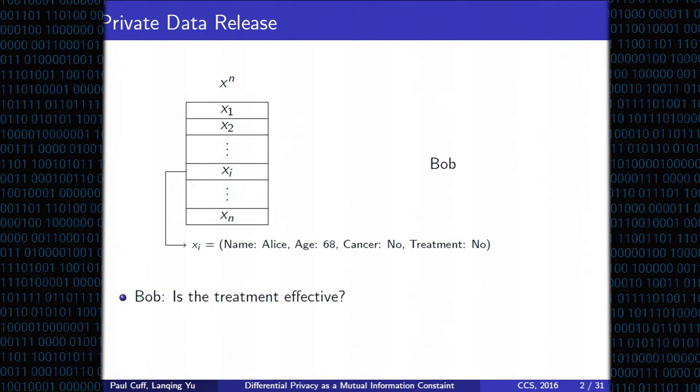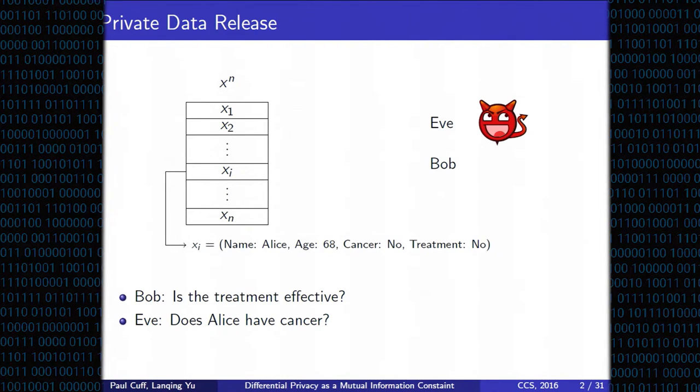So there are many people who are interested in this database. For instance, we have Bob, who is a trustworthy data analyst, and he wants to know something like, is the treatment effective? And of course, we need an adversary. So let's suppose the adversary is Eve, and she wants to know something more vicious. So maybe she tries to figure out whether Alice has cancer or not. Maybe Alice is a presidential candidate, and Eve wants to attack Alice based on her health condition.